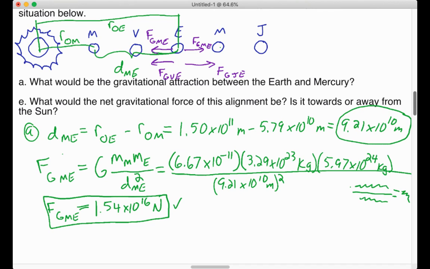All right, so how are we going to add these vectors? Well, you've got two of them going to the left and two of them going to the right. So the ones going to the left would be negative, and the ones going to the right would be positive.